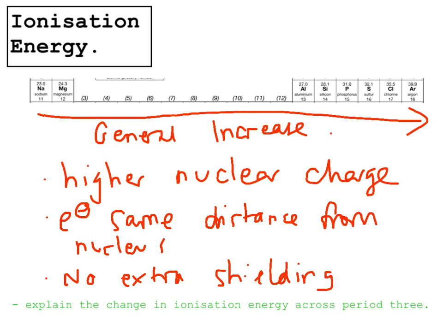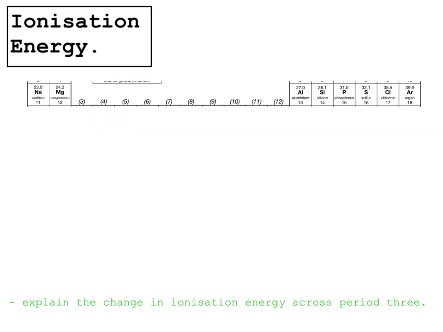And those are the reasons for the general increase in ionization energy across the period. However, there are 2 exceptions to this rule. The first exception is aluminium. As you go across the period, the ionization energy will first increase to magnesium, and then will slightly decrease to aluminium, and then we'll start increasing again.